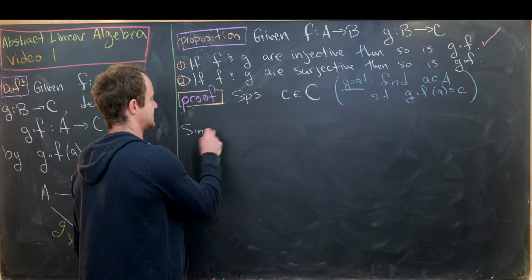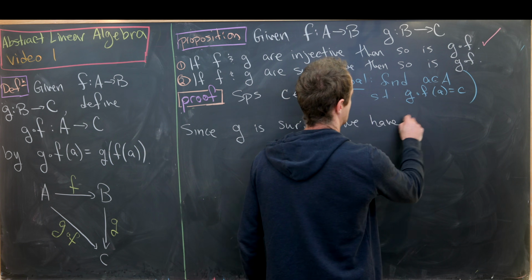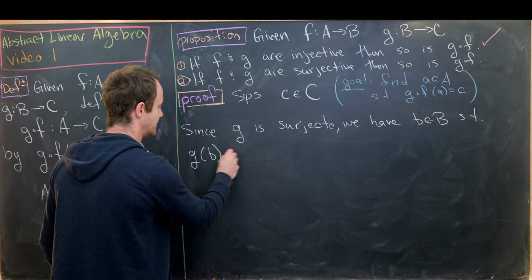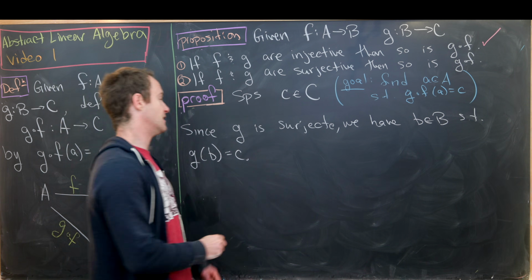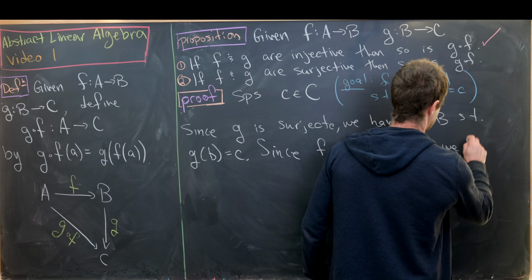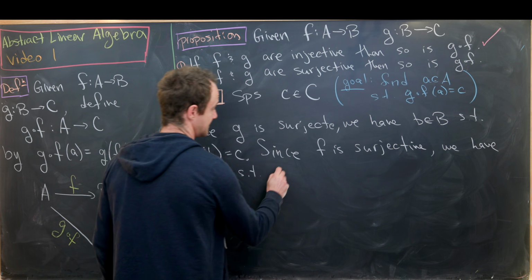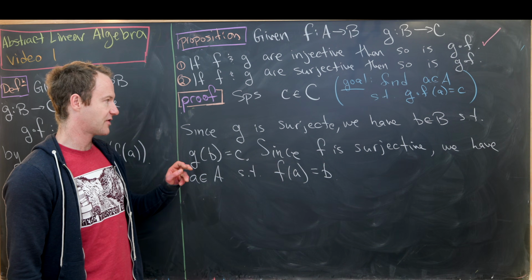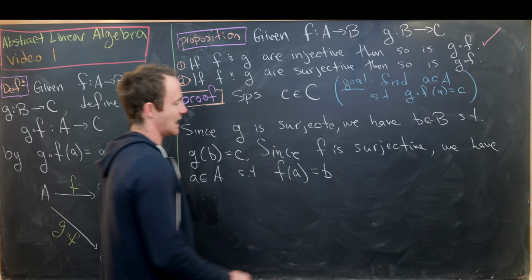Since G is surjective, we have a little b in B such that G evaluated at little b equals little c. That's from the definition of G being surjective. Then, since F is surjective, we have a little a in A such that F evaluated at little a equals little b. So I think we've achieved our path from little a to little c via these two applications of surjectivity. Now maybe we'll do this.